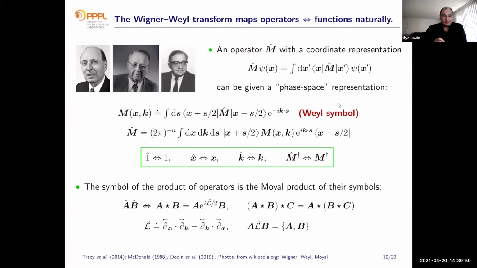And then there is this nice property that if you want to calculate the symbol of the product of two operators, it is simply the so-called Weyl product of their symbols, right? So the star product is expressed as the exponent raised to this funny operator called the Janus operator, or basically the Poisson bracket. So it's an exponent raised to the Poisson bracket.